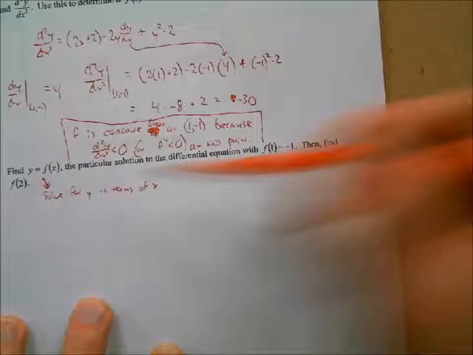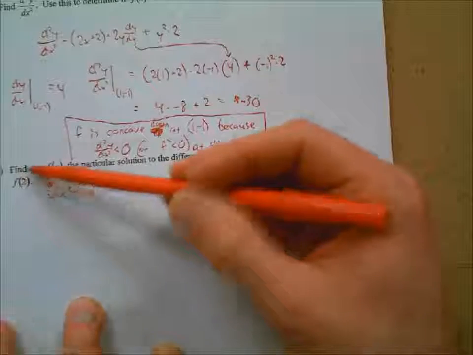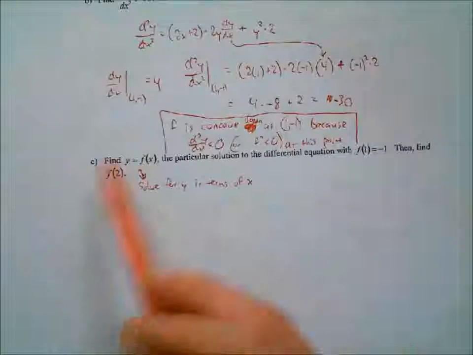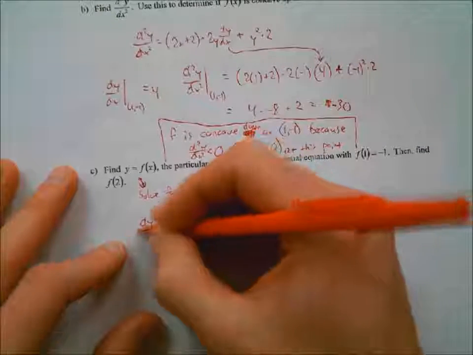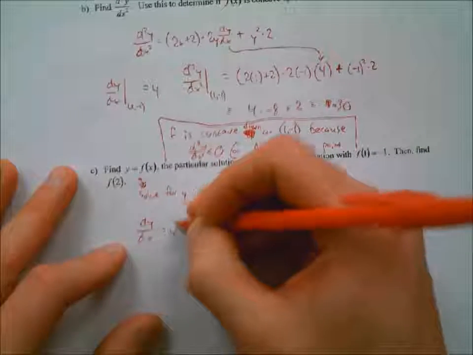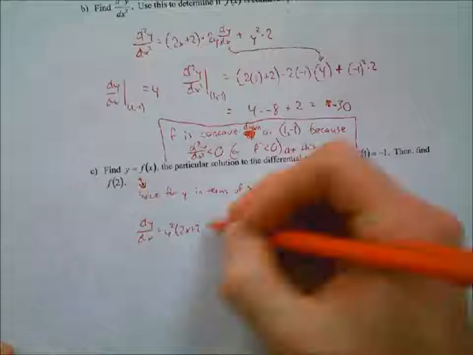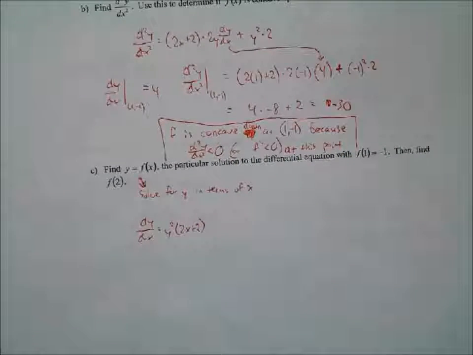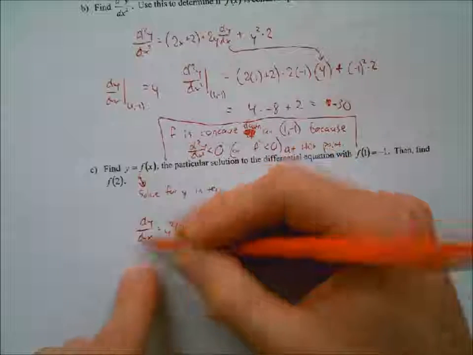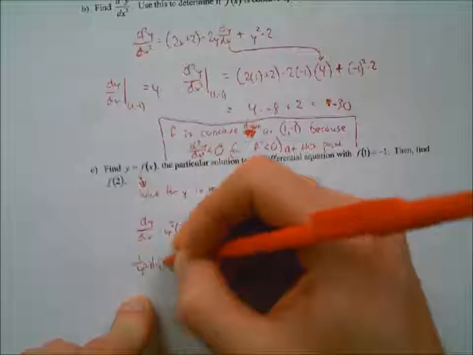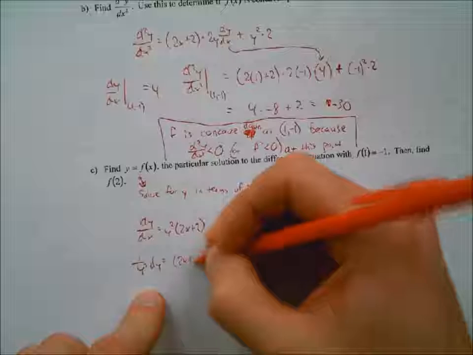Just earlier in letter A, we were asked to approximate f of 2. We got 3, so hopefully when we actually get our function and evaluate f of 2, it's close to that. So dy over dx equals y squared times 2x plus 2. We're not quite ready to integrate yet. We need to separate our variables. So we're going to have 1 over y squared dy equals 2x plus 2 dx.